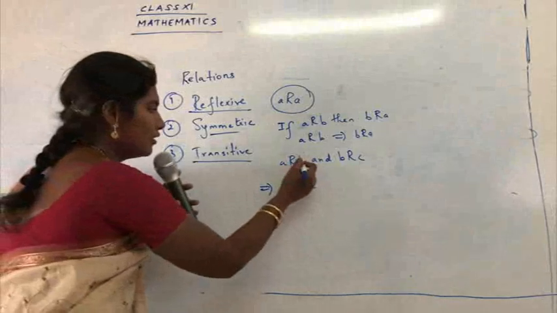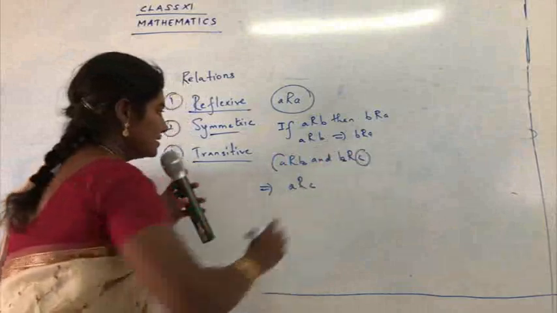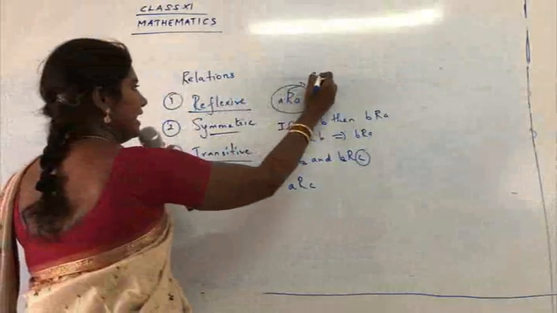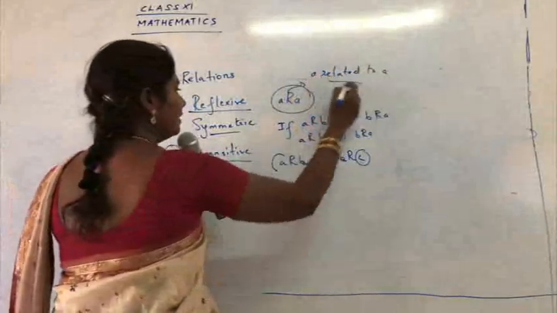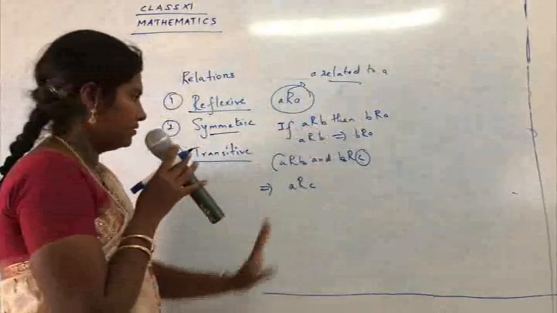See here, I told you the common part is B. So in the answer part, you have to take A and C, that is, A related to C. This is read as "related". A related to A, okay. Similarly, we can read A related to B, B related to A, and so on.